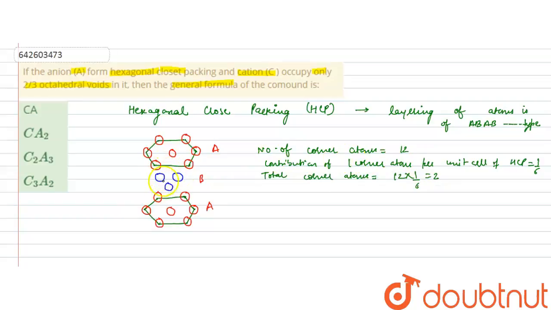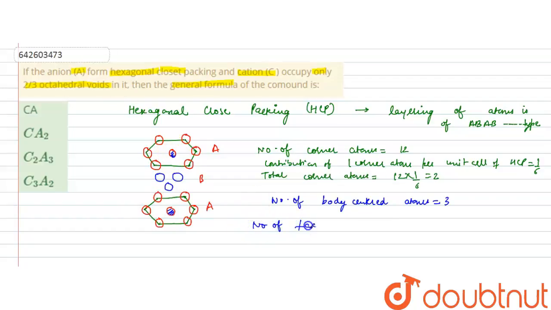Now these are the B atoms which are present in the body center. As we know, the body center atoms totally belong to one unit cell. So the number of body centered atoms will be 3. And these are the two face centered atoms, these blue shaded. So these are the face centered atoms. So there are two face centered atoms.